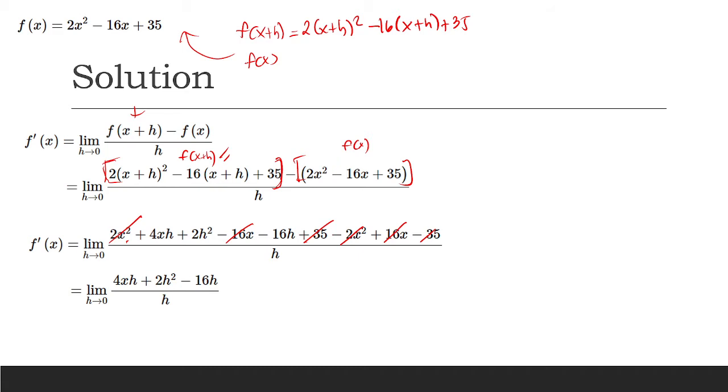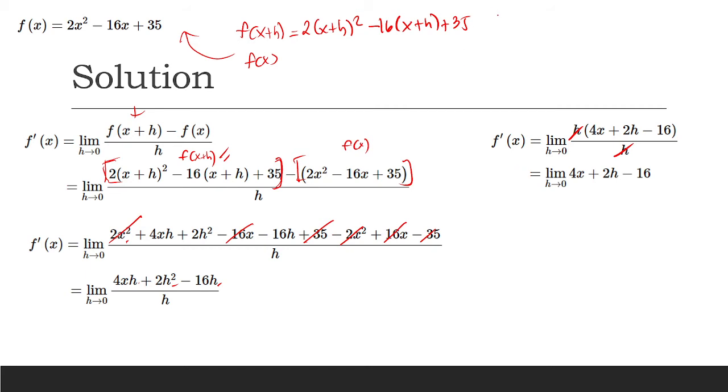Now, we still have h in the denominator, right? So how do we remove it? We can factor out h. If we do that, we have h times (4x plus 2h minus 16). So this h cancels, and what remains is 4x plus 2h minus 16. Now, when we substitute h here, we won't have a problem because there is no more division by 0.